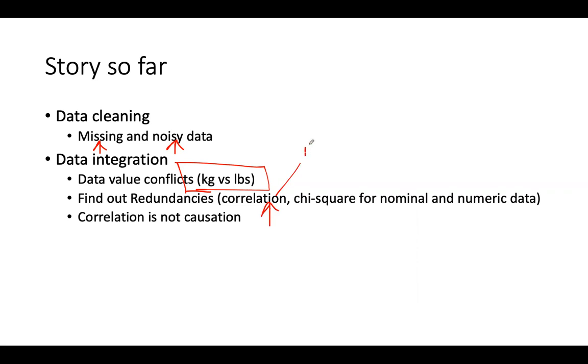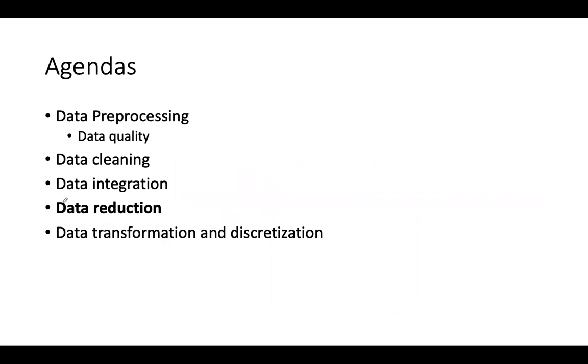here for numeric attributes, and here chi-square for nominal attributes. So we've all looked at that. And what is important here, always remember, correlation is not causation. Okay. So very important. Just be careful that during integration, it just helps to reduce and avoid redundancies and inconsistency. All right. So in our next video, we're going to be looking at data reduction.